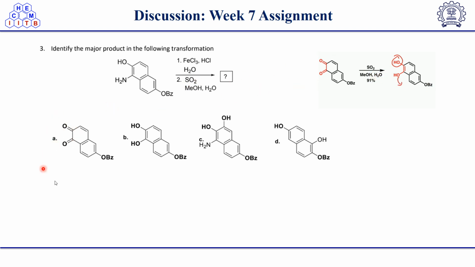So this option A will be correct if only the first step was there, that is FeCl3, HCl and H2O. But since we are treating it with sulfur dioxide in methanol and water, it will get reduced as well. So the correct answer will be option B.